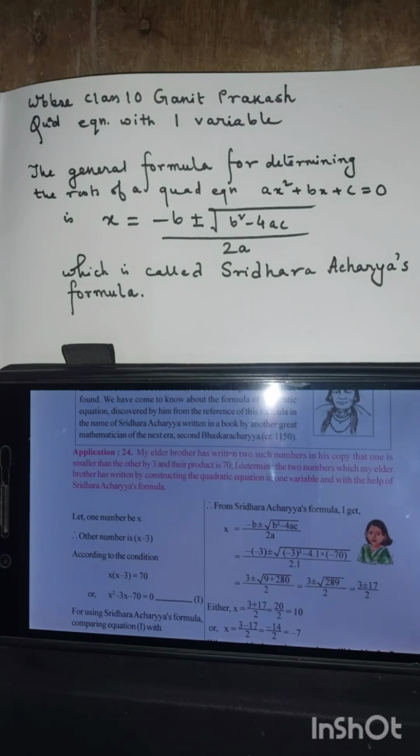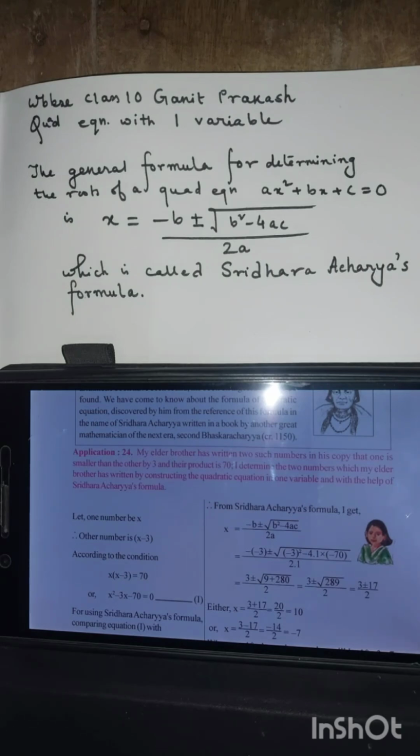And in my previous video I have discussed how to find the roots of a quadratic equation by the completing the square method, and we have taken the general equation ax square plus bx plus c equal to 0, and we have solved by the method of completing square, and we found the value of x equal to minus b plus minus root over b square minus 4ac by 2a.